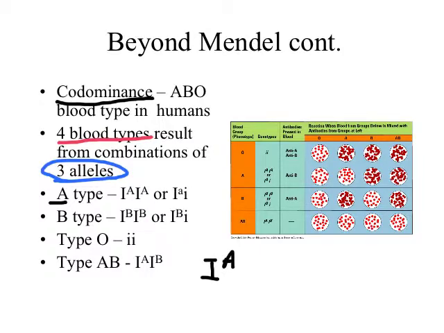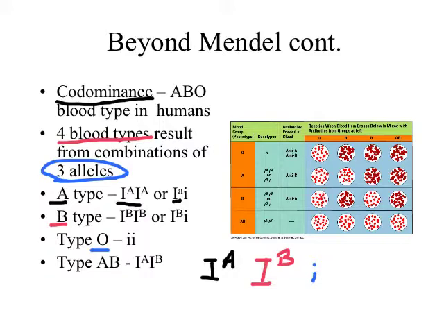IA, I should say. There's a B, which we call IB. Or there is O, which is recessive, so we'll call that little i. We can get people that are A-type blood because either they have two IAs, or we have an IA with a recessive O. That would give A-type blood.